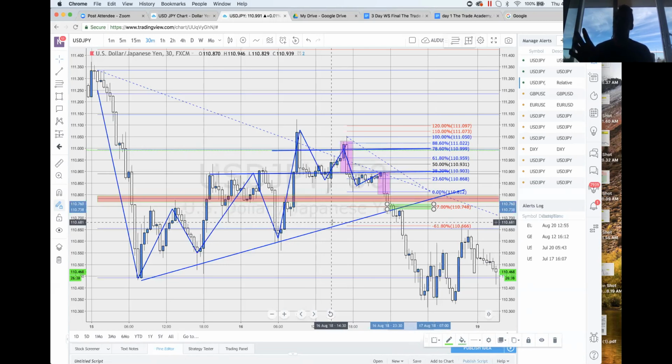Does anybody know what counter trend trading is? It's when you're trading against the trend. So when it's going down, you're catching that pullback. Exactly. So go ahead and write the definition. Counter trend trading.